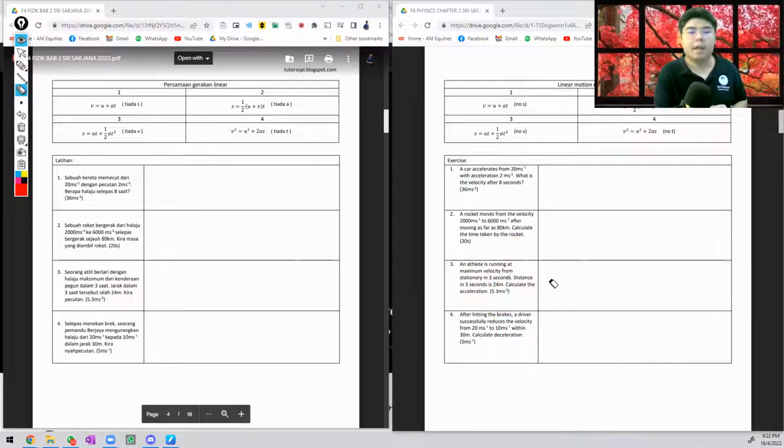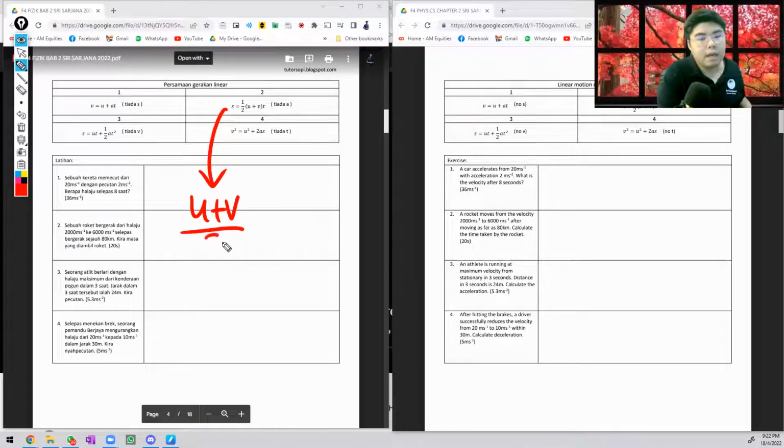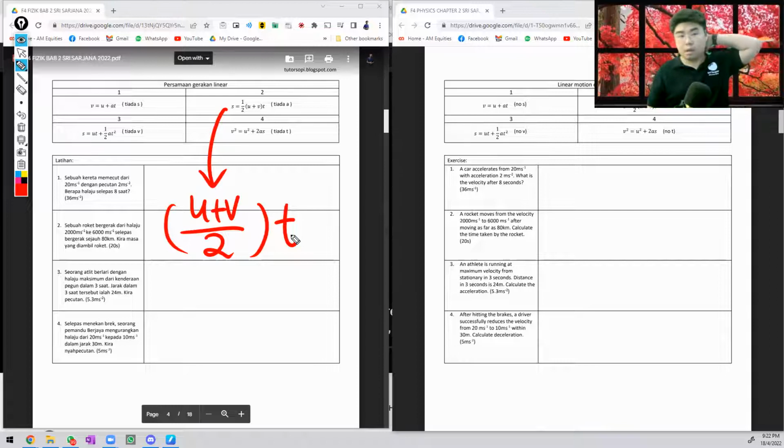The next one, okay, is our S equals half UV times T. All right. Usually, this one, I don't like it in this shape. Can you write it again for me? Usually, this thing, I like to write it like this: U plus V divided by 2 times T. Oh, I like to write it like this. It is the same thing. Okay, it is the same thing.